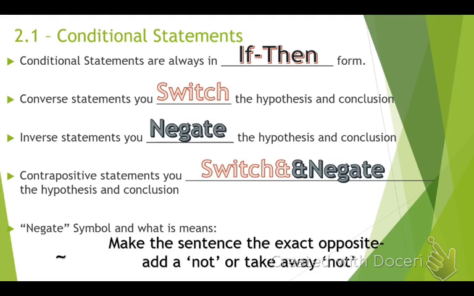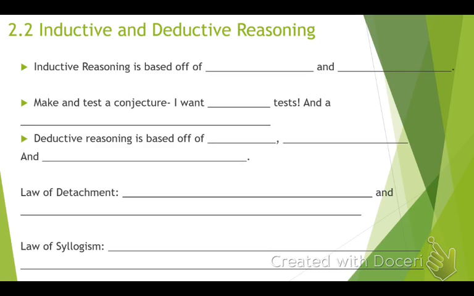All right, next. Ready? It's 2.2 now. In 2.2, we go over inductive and deductive reasoning. Inductive reasoning, what is it based off of? Observations, aka patterns. What also? Behavior. Patterns, behavior, observations. Is inductive reasoning foolproof?